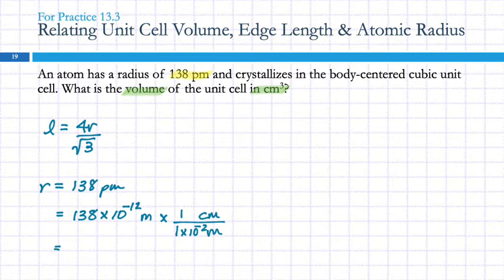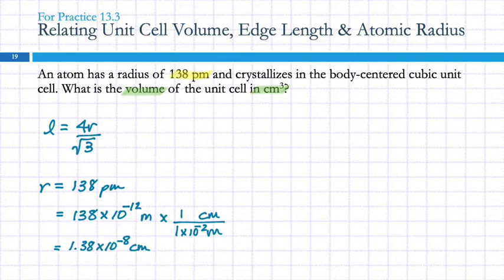So 1.38 E minus 12 divided by 1 E minus 2 is 1.38 times 10 to the minus 8 centimeters. Yes? How'd you get 10 to the negative 2? So centi means 10 to the minus 2. Okay. We want centimeters. Mm-hmm. Yeah.